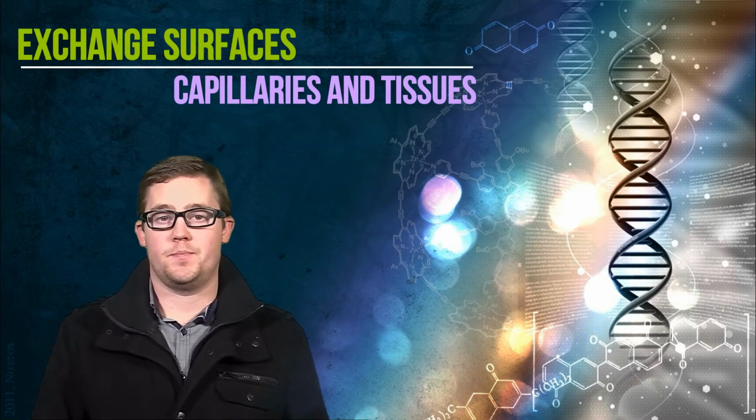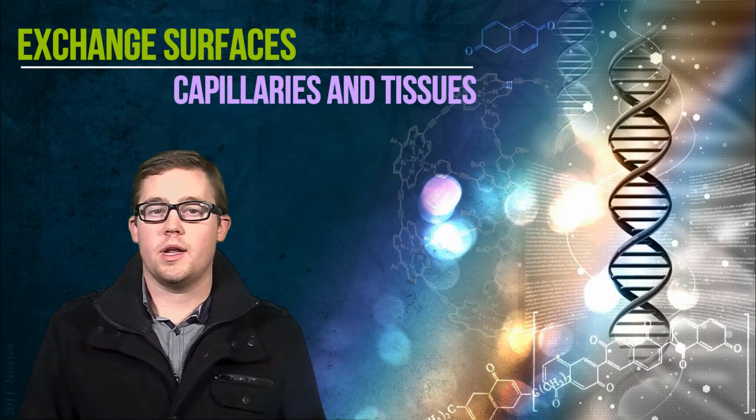Today we're looking at the second in our series of videos on exchange surfaces. Today it's all about capillary and tissue exchange. Now what is capillary and tissue exchange? Well, it's an exchange surface, so it's going to be thin, moist and have a large surface area. Specifically here we're talking about the exchange of molecules from your capillaries into your body's tissues, any body tissue.